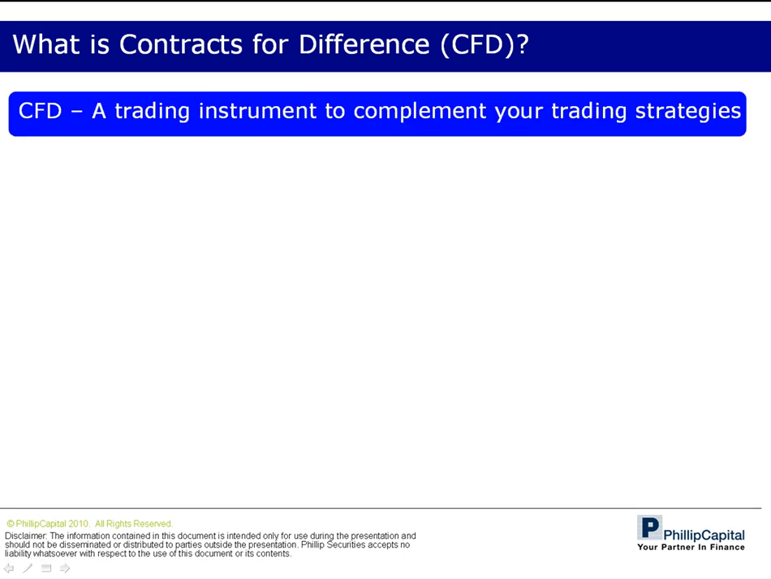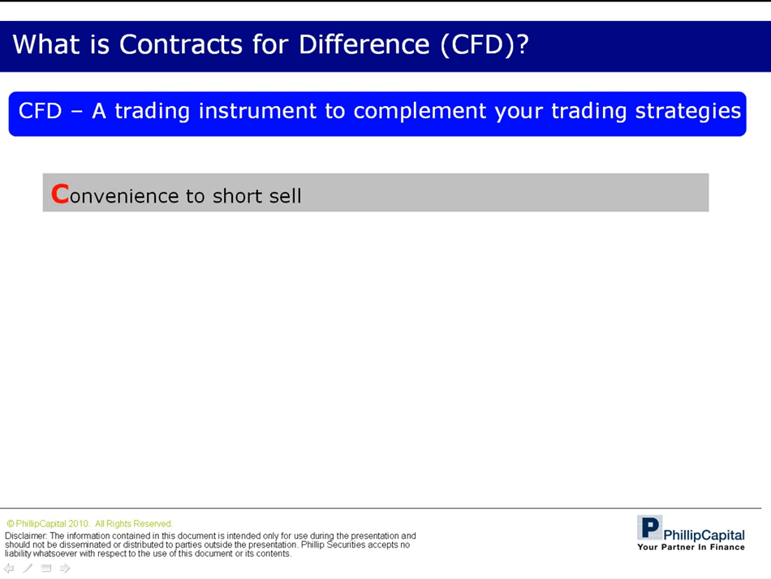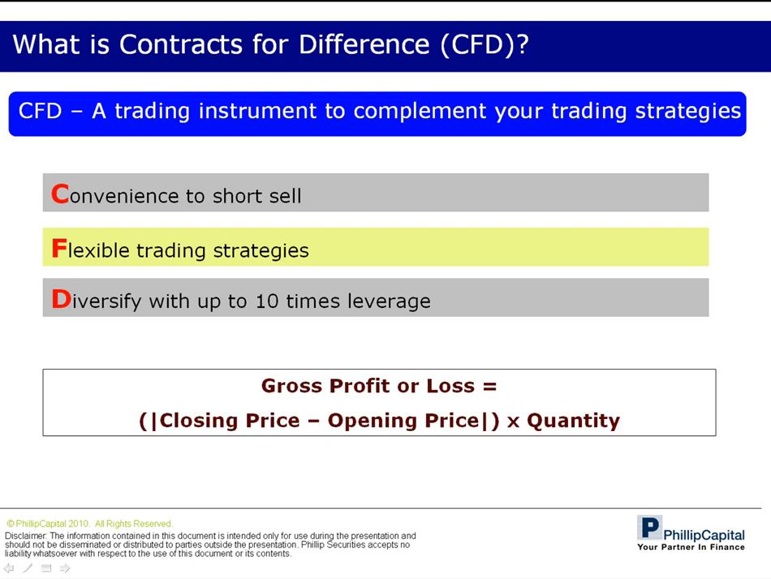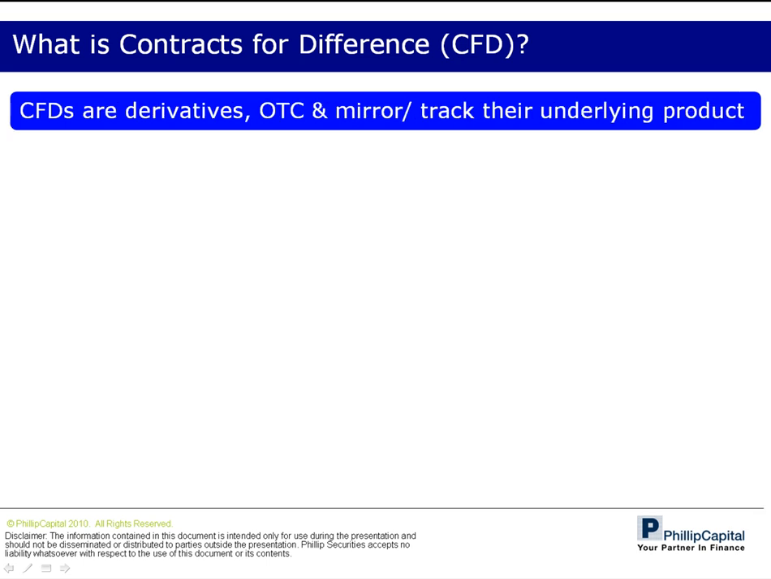Trading CFDs allow investors to complement their current trading strategies, as it allows them to short sell conveniently, trade with flexible trading strategies, and diversify up to 10 times leverage on equities CFD. The formula for calculating the gross profit or loss for equities CFDs equals closing price minus opening price multiplied by quantity. This is exactly how you calculate the gross profit and loss for stocks trades. So if you're familiar with stocks trading, you will find CFD trading very similar and easy to learn.